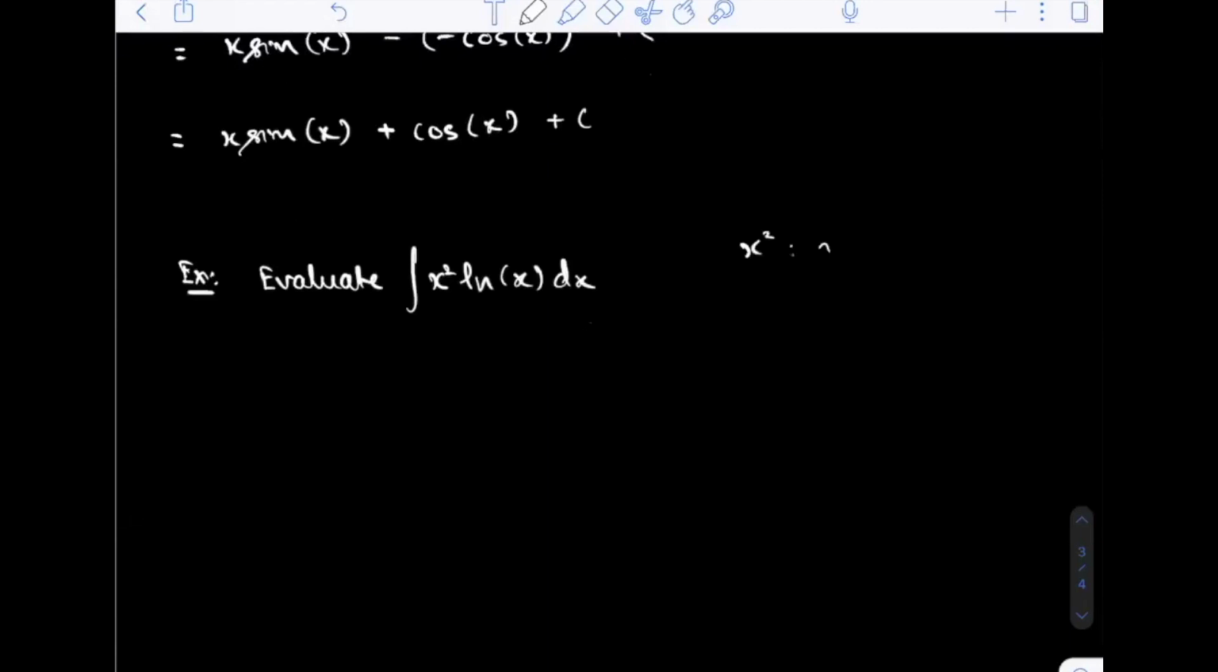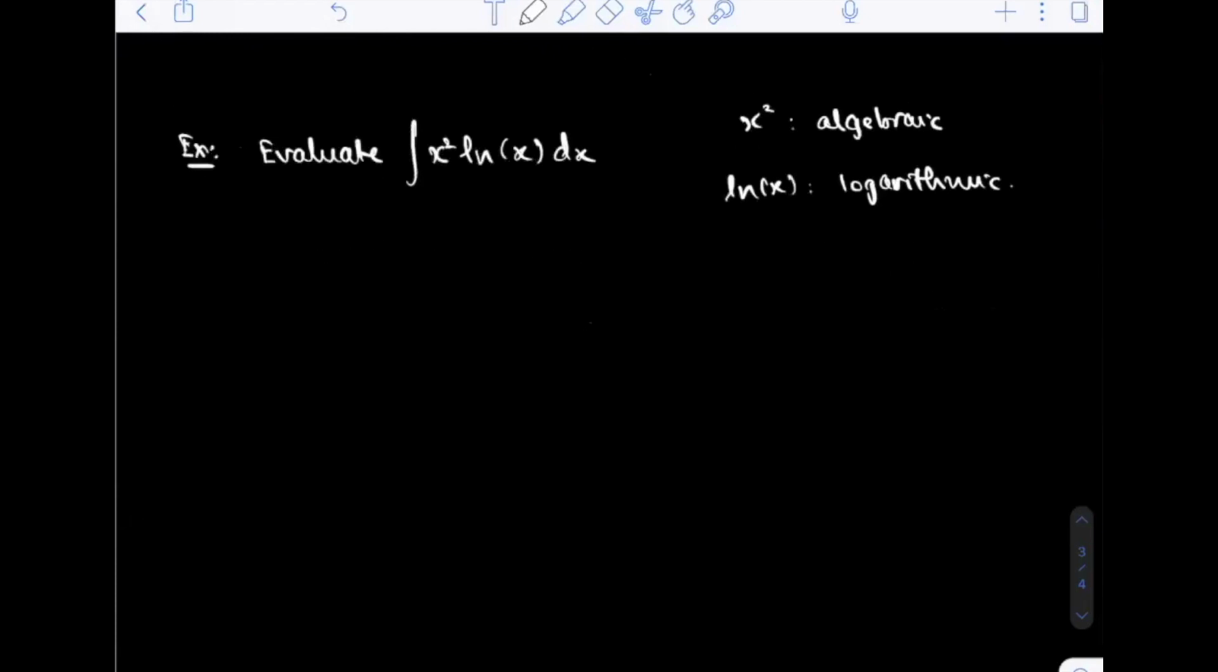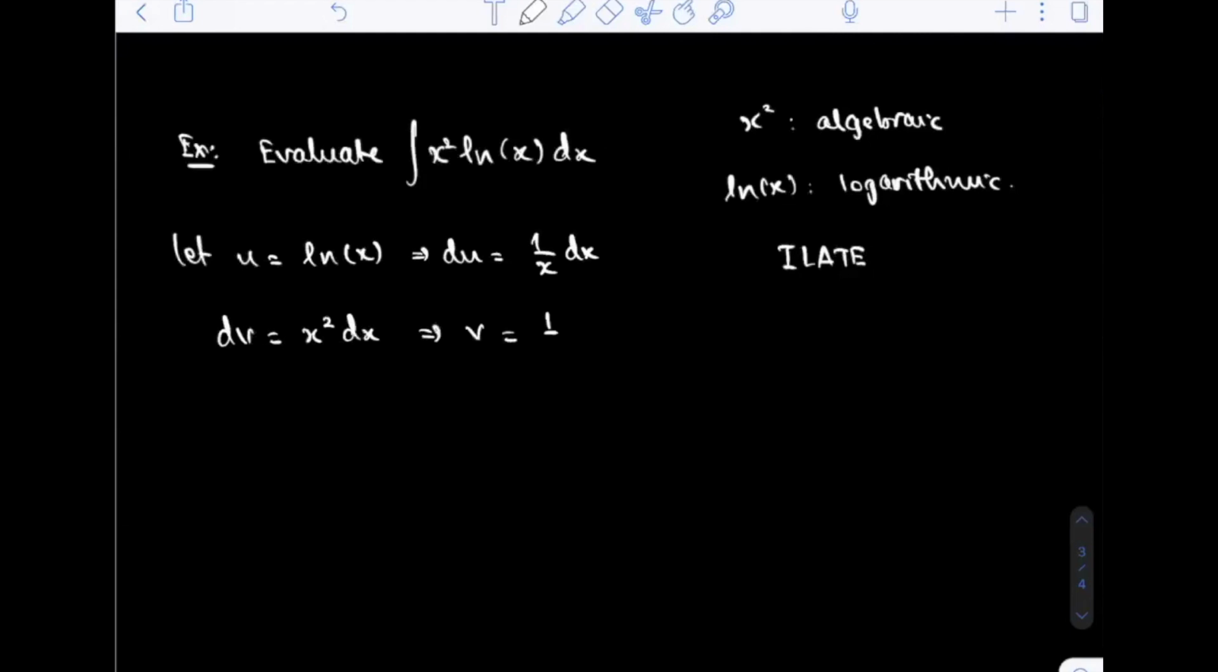So once again, you look at the functions inside the integral. You have x squared, the algebraic function, and ln of x, the logarithmic function. For the ILATE abbreviation, you see that the logarithmic function has a higher rank than the algebraic function. So you let u equal to ln of x, so du is equal to 1 over x dx, and dv is equal to x squared dx, so v is equal to 1/3 x cubed, because we're trying to find the antiderivative of x squared.